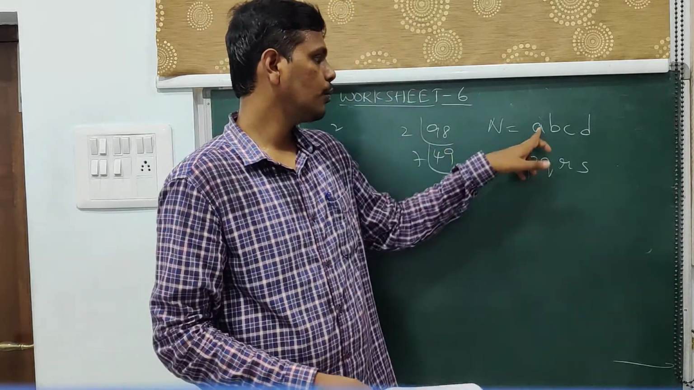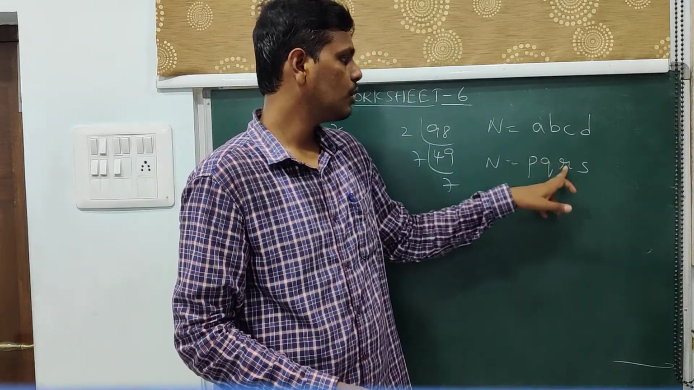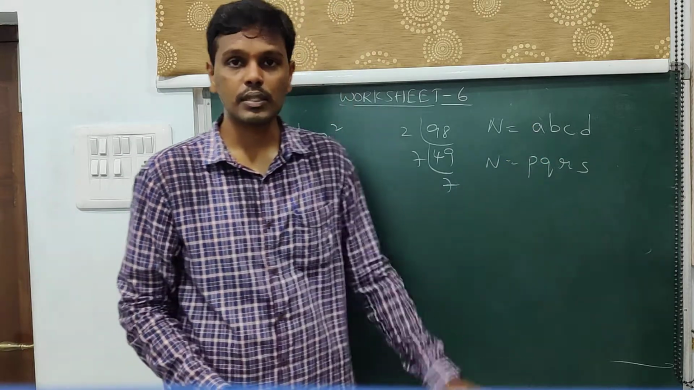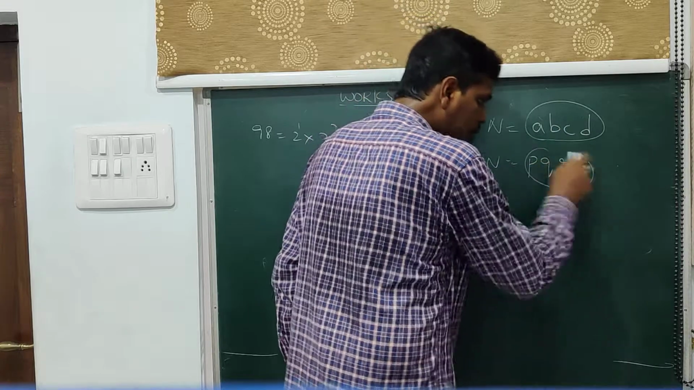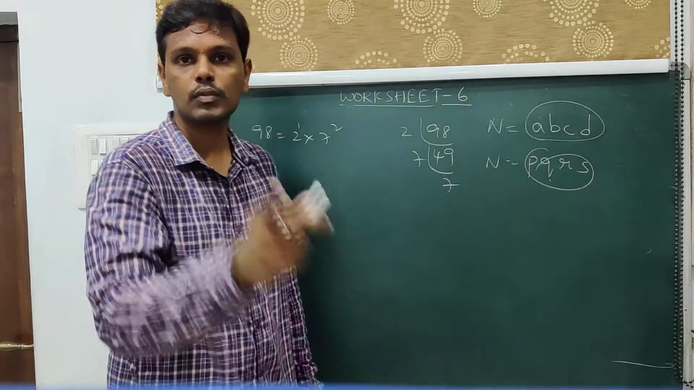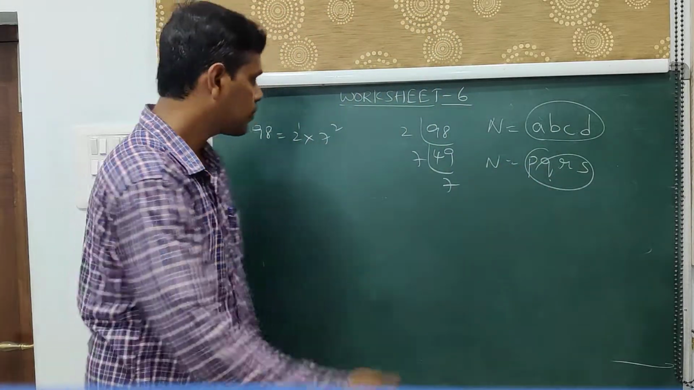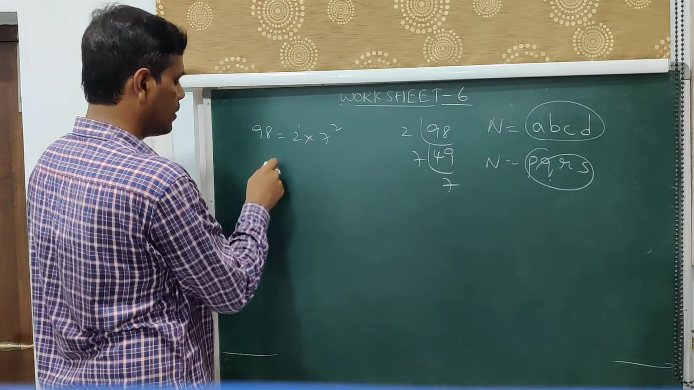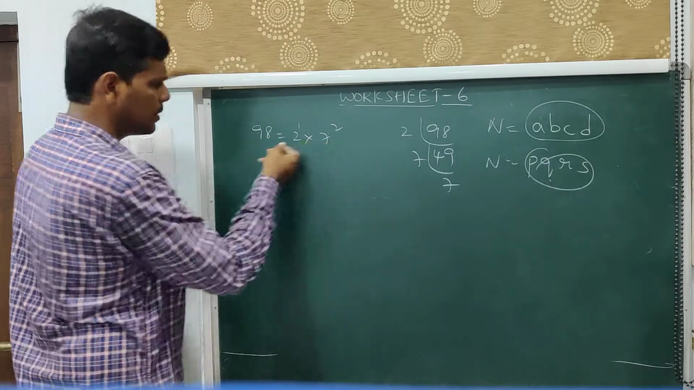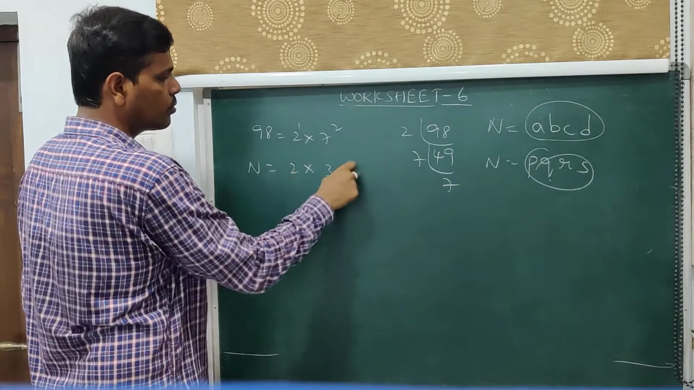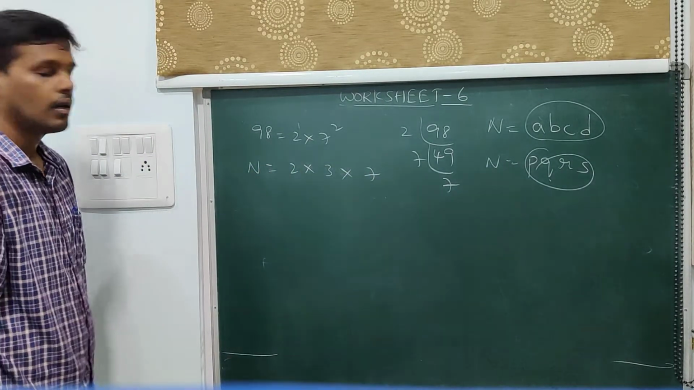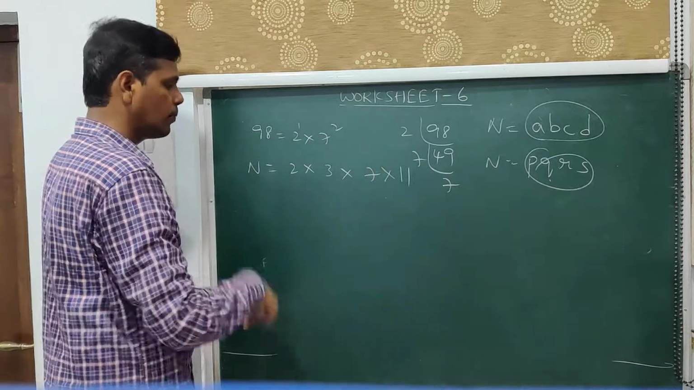Maybe A can be equal to P, A can be equal to Q, A can be equal to R, A can be equal to S. But whatever the numbers you arrive at here, you will also arrive at the same numbers. That is what the uniqueness part says. Suppose you have, say, 98, or say n is equal to 2 into 3 into 7, for example, or 2 into 7 into 11.